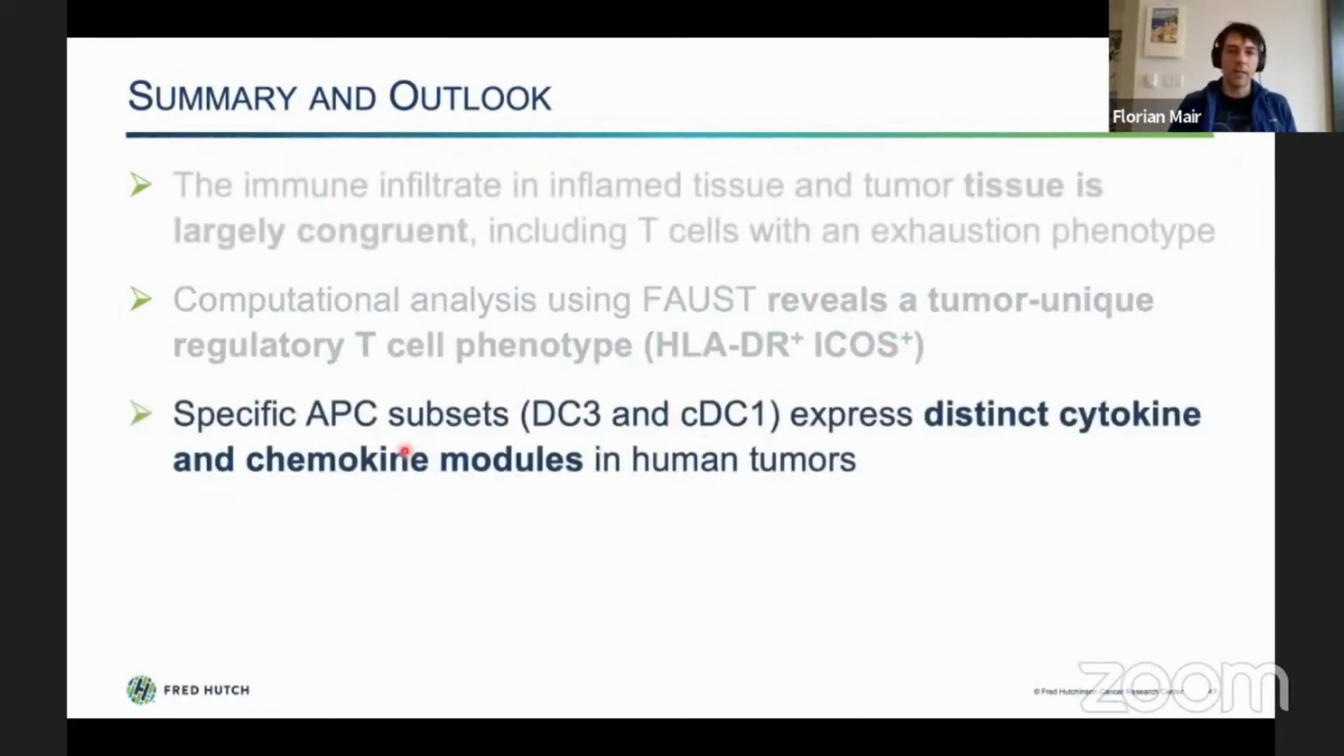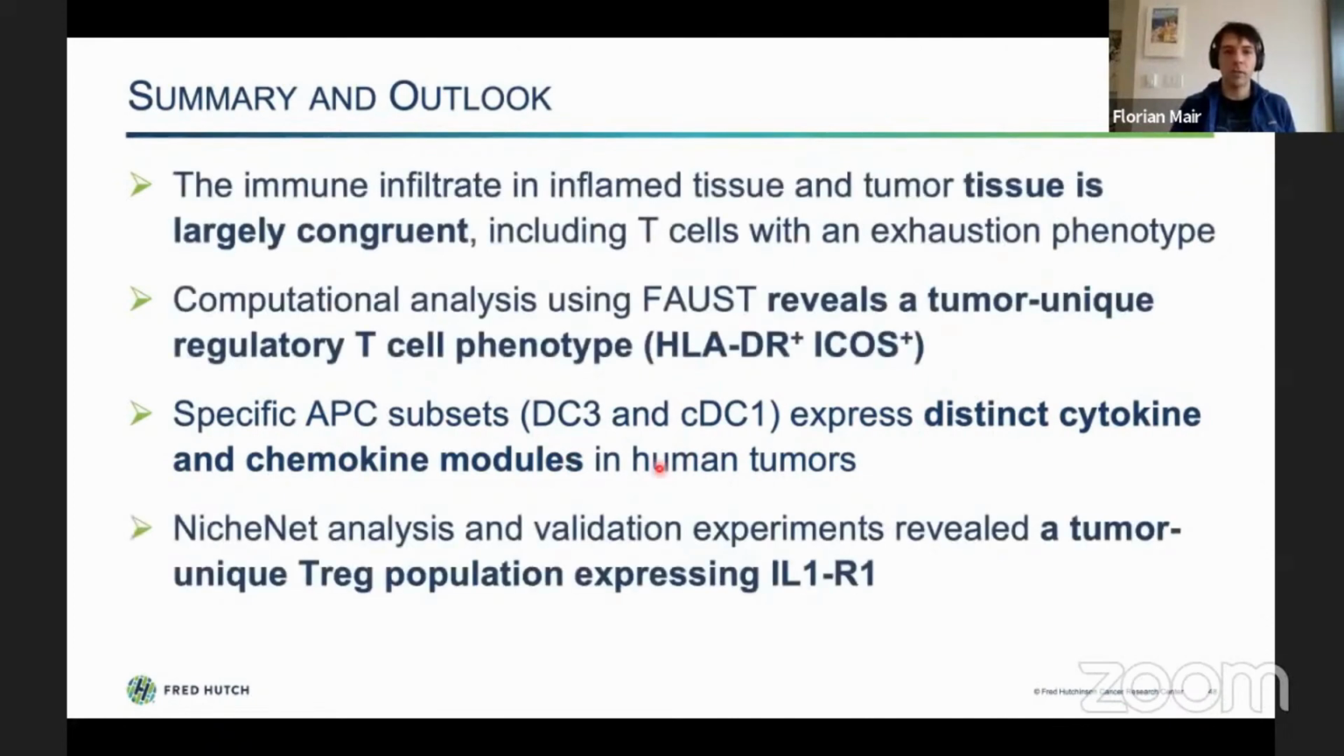Our single-cell data set showed us that specific APC subsets express distinct cytokine and chemokine modules in human tumors, and trying to link that to T-cell function using NicheNet showed us a tumor-unique Treg population that co-expresses HLA-DR, ICOS, and the IL-1 type 1 receptor. And we are currently trying to figure out what this tells us about IL-1 function in the tumor.